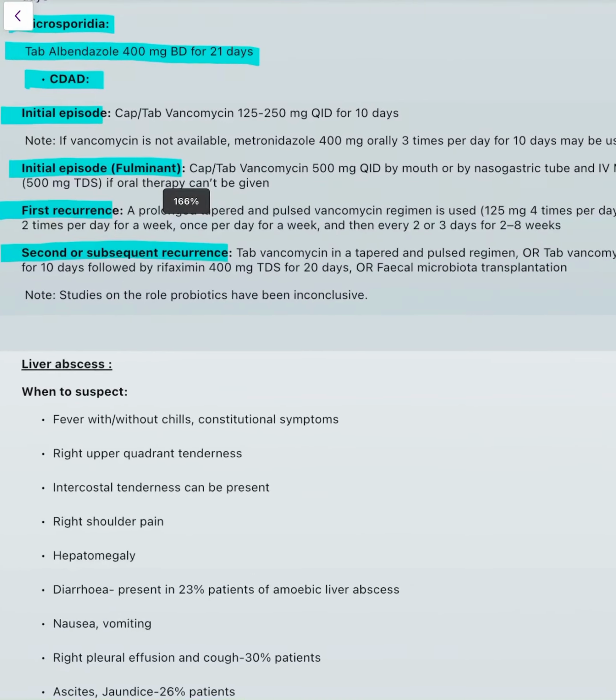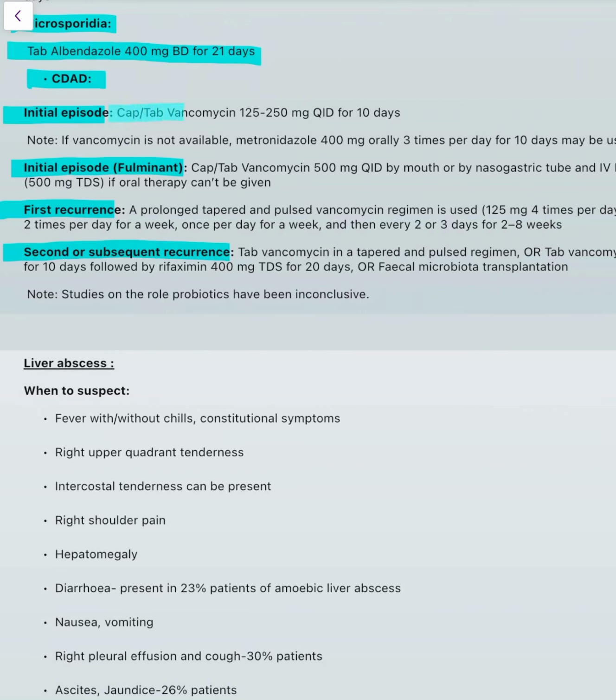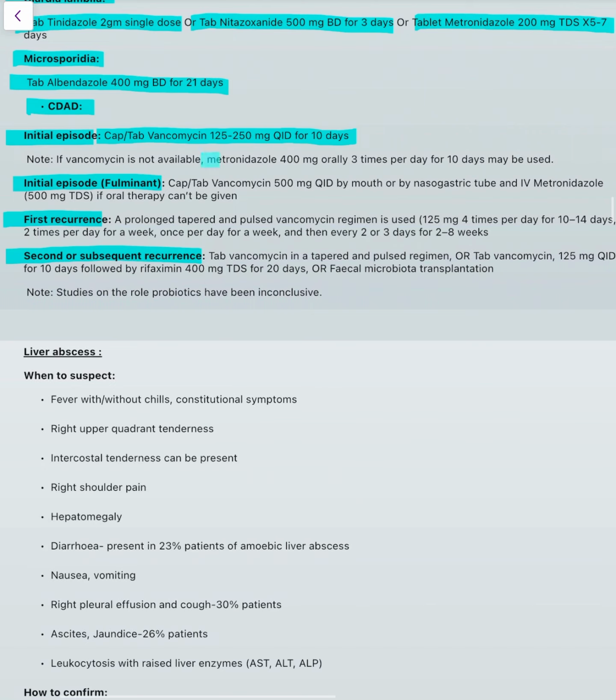So for the initial episode, you have to treat with capsule or tablet vancomycin 125 to 250 milligram 4 times a day for 10 days. Right. If vancomycin is not available, you can use metronidazole also, that is 400 mg orally 3 times a day for 10 days. Right.